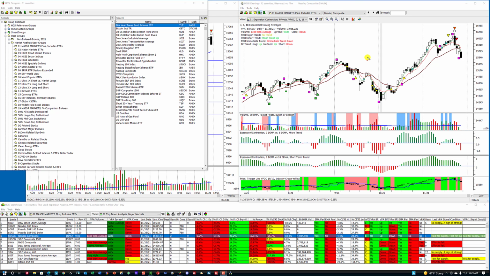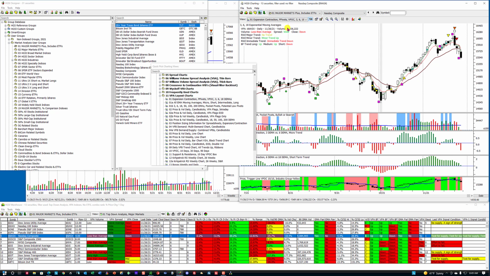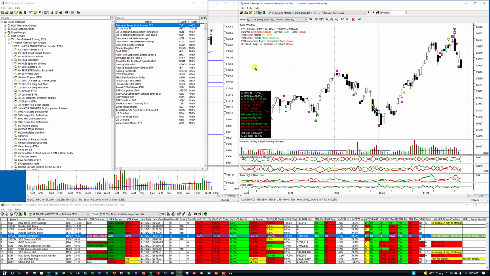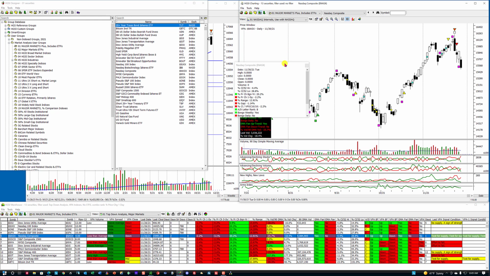Now I'm going to change charts. I'm going to click on this and go up to my market charts. I'm going to go to the NASDAQ internals, used with the NASDAQ. It says we have the same VPA flags here, but we have a lot more information. I have advancing versus declining stocks, advancing versus declining volume, and new highs, new lows, and then the ARMS index. I'm going to bring up more information. I'll hit my alternate I key.